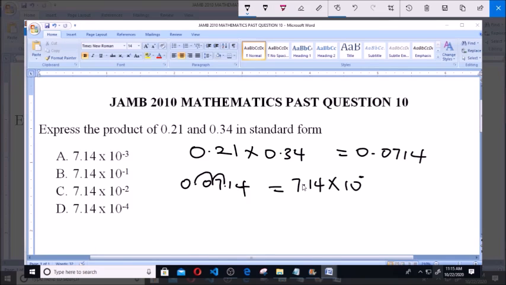So we have 7.14 times 10. The number of times we moved it is 2, so times 10 raised to the power minus 2. So 0.0714 in standard form is 7.14 times 10 to the power minus 2, and that is option C. So this is the answer to the question.